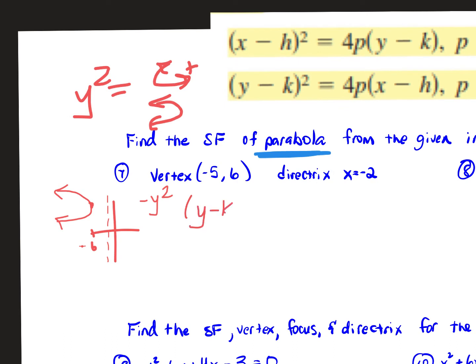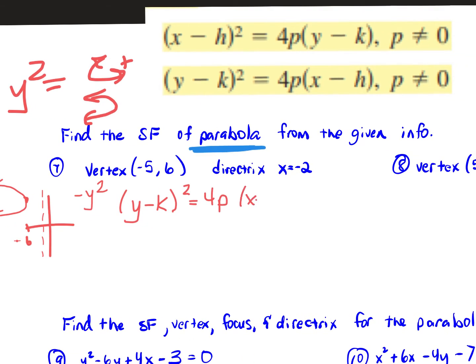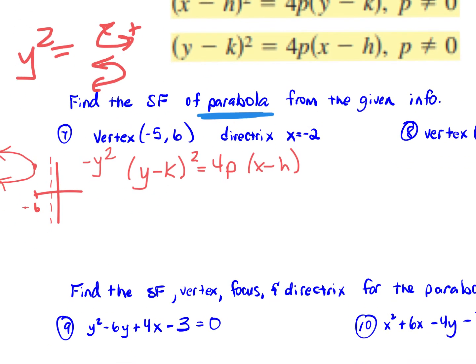So I have y minus k squared equals 4p times x minus h. Well, they've already given me my h and my k. It's my x and y values of my center. So my formula is y minus k squared equals 4p times x minus h. So I say y minus 6 quantity squared equals 4p times x minus negative 5.